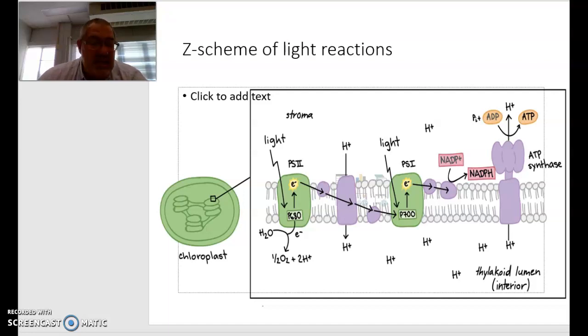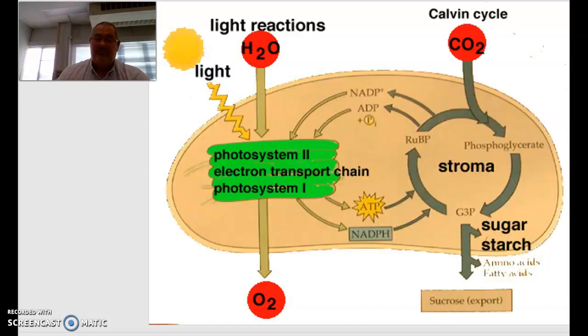Notice where ATP is produced: in the stroma. Notice where NADPH is produced: in the stroma. So the main function of the light reactions is to absorb photons of light energy. There are two photosystems that are involved.